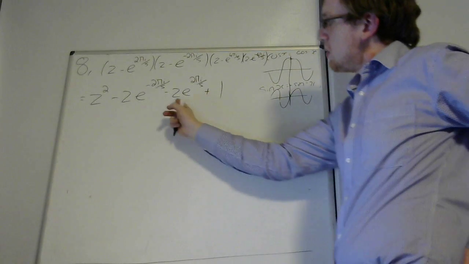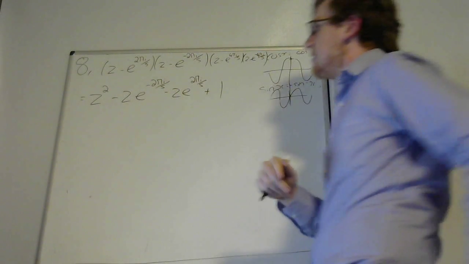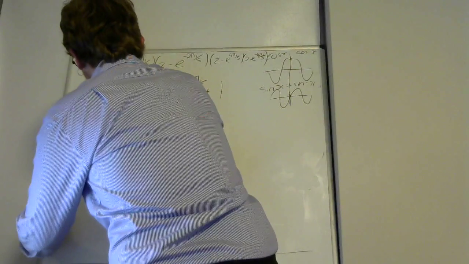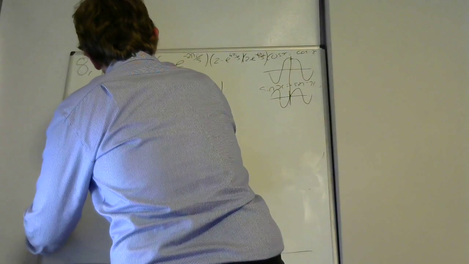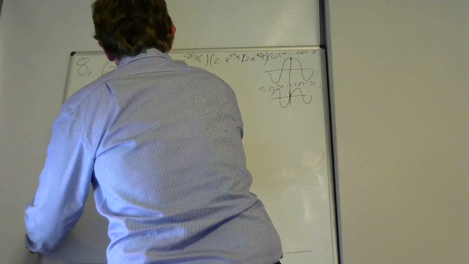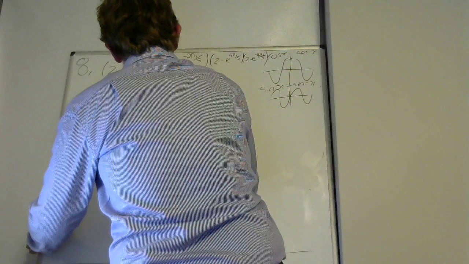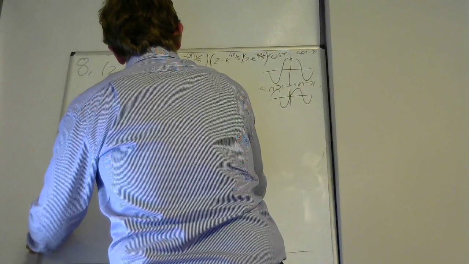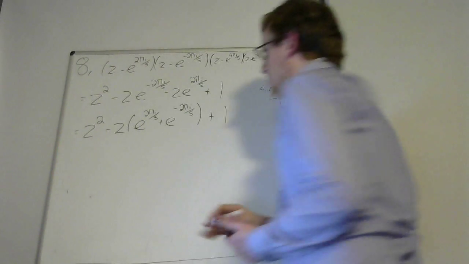What can we do next? We can factorise minus z out here. So this is z squared minus z times e to the 2 pi on 5 plus e to the minus 2 pi on 5, and then plus 1 outside the bracket.